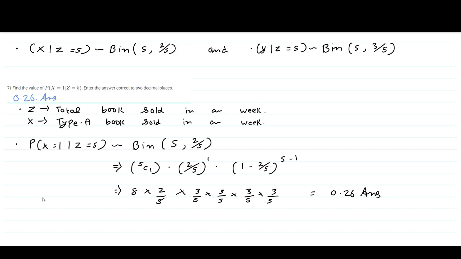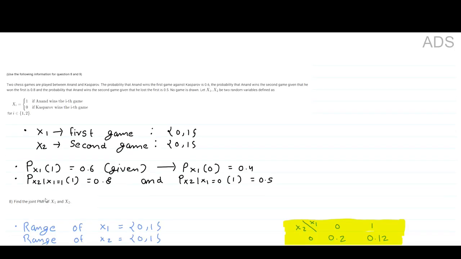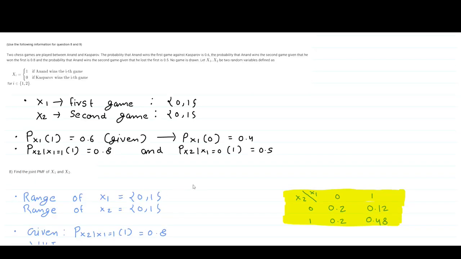Again, questions number 8 and 9 are going to share common data. The data states that two chess games are played between Anand and Kasparov. The probability that Anand wins the first game against Kasparov is 0.6.